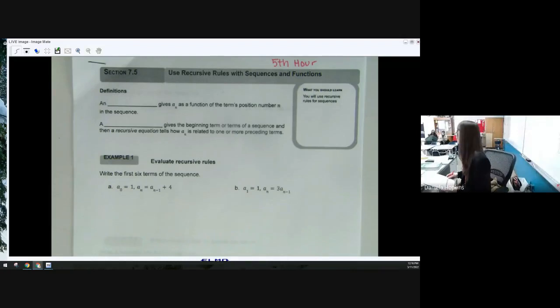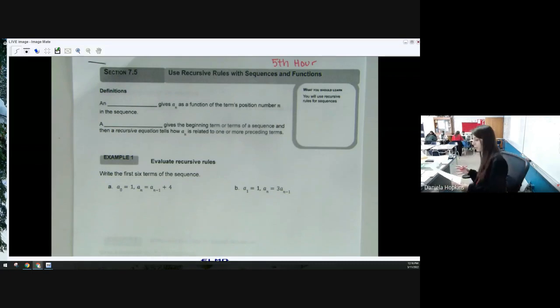We have talked about finding rules for sequences and then series. We're back to just talking about sequences, and this is sort of a weird idea here. But now we're going to talk about something called an explicit rule.